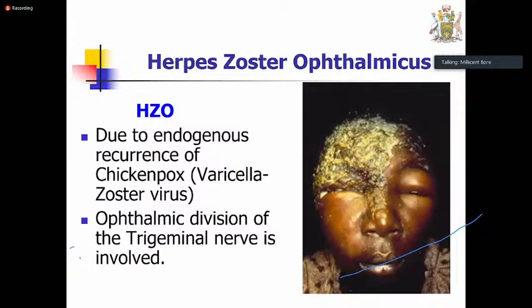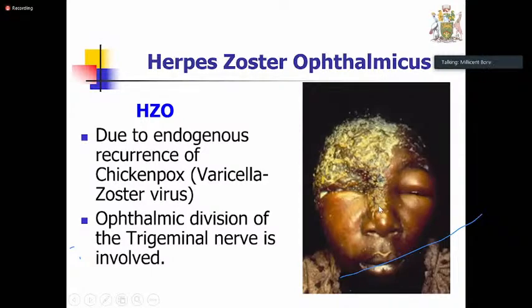Then we'll discuss herpes zoster ophthalmicus. It's because of endogenous recurrence of chickenpox, that's varicella zoster virus, and it affects the ophthalmic division of the trigeminal nerve. If you look at the distribution of the lesions, you'll see that it respects the dermatome. It will not pass the midline, and as you can see clearly, it just affects the ophthalmic division of the trigeminal nerve.